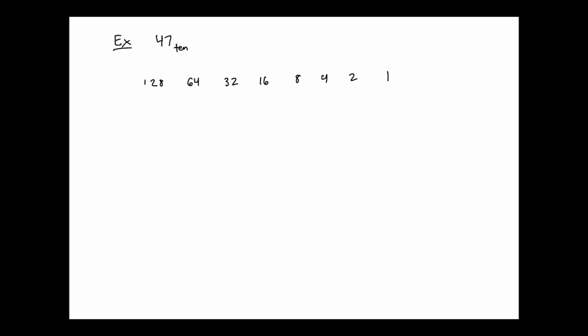Yes, once. Okay, so I didn't use this one. I didn't use that one. I did use the 32. How much is left over? 15, right? 47 minus 32 is 15, I think. Yes? Okay. All right, so then we just continue the process.